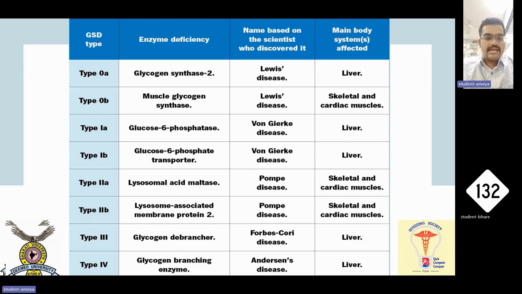GSD 1 is again divided into GSD 1A and GSD 1B based on the enzyme deficiency. Both 1A and 1B are called von Gierke's disease. GSD 2 is further divided into GSD 2A and 2B on the enzyme deficiency. GSD 2 is called Pompe's disease. GSD 3 is called Anderson's disease. GSD 4 is called Cori's disease. GSD 5 is called McArdle's disease.